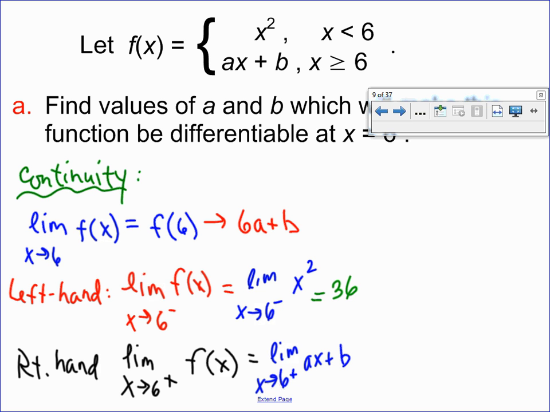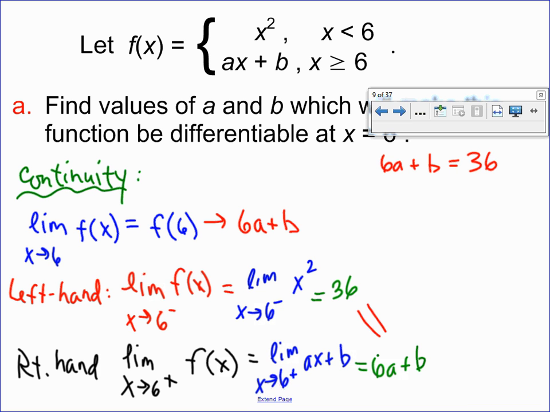And 6 is in the domain of the expression ax plus b, so I can evaluate the right-hand limit through direct substitution, and I get 6a plus b. So, for the overall function to be continuous, I need the left-hand limit to equal the right-hand limit, so that the overall limit exists and is equal to the value of the function, 6a plus b, which happens to be the right-hand limit. So basically, I've generated one constraint from this. I know that 6a plus b must equal 36, otherwise the overall limit would not exist.